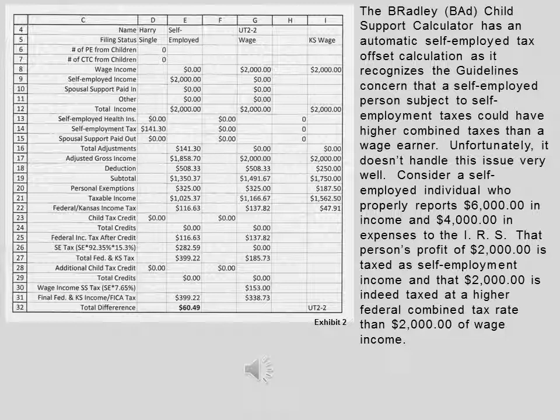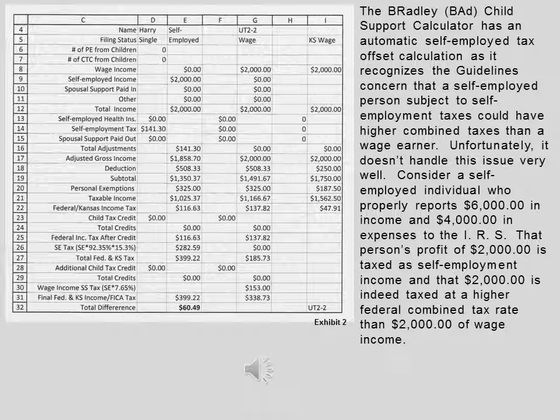The Bradley-Bad child support calculator has an automatic self-employed tax offset calculation, as it recognizes the guidelines concern that a self-employed person subject to self-employment taxes could have higher combined taxes than a wage earner. Unfortunately, it doesn't handle this issue very well.